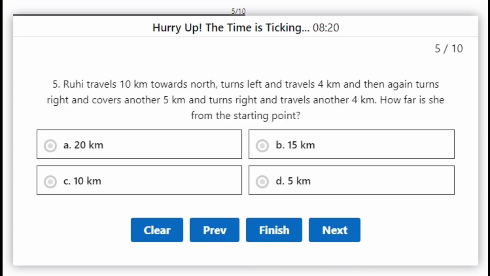Our question number 5 is, Ruhi travels 10 km towards north, turns left and travels 4 km, and then again turns right and covers another 5 km, and turns right and travels another 4 km. How far is she from the starting point? And the options are option A 20 km, option B 15 km, option C 10 km, and option D 5 km.